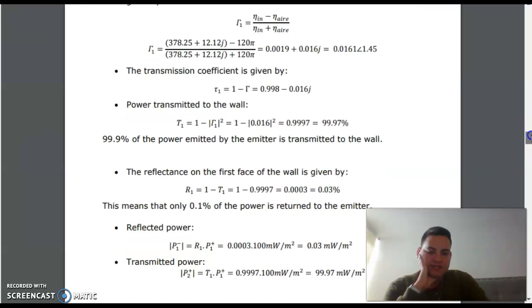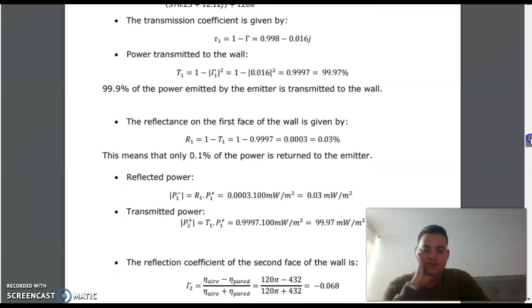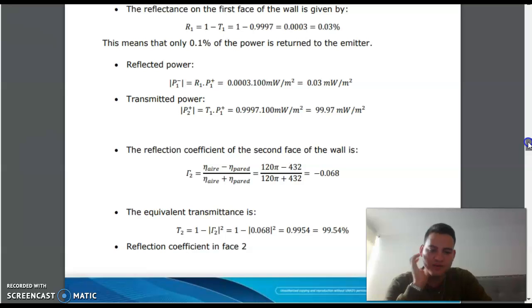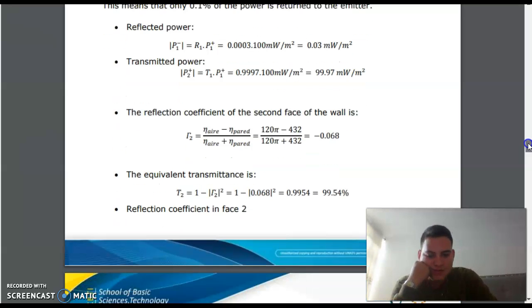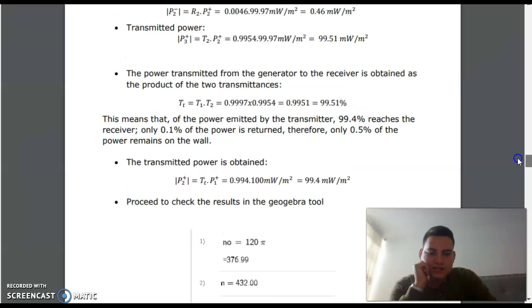The reflectance on the first face of the wall is given by the following. This means that only part of the power returns to the emitter as reflected power. Transmitted power. The reflection coefficient of the second face of the wall is the following. The equivalent transmittance is given by the reflection coefficient in face 2. Reflected power, transmitted power: the power transmitted from the generator is received over time, the product of the transmissions.